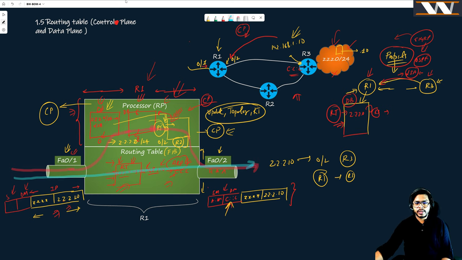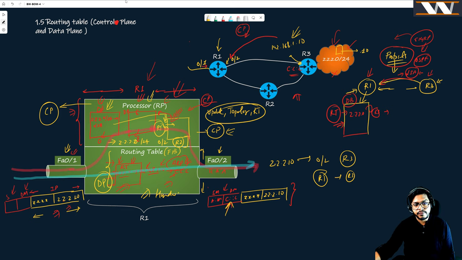No need of storing the packet into the memory. It can go straight away. And actually, this is your data plane. Data plane is responsible for sending packets as fast as possible. And basically, this was your processor. Everything we implement in the data plane is in hardware.